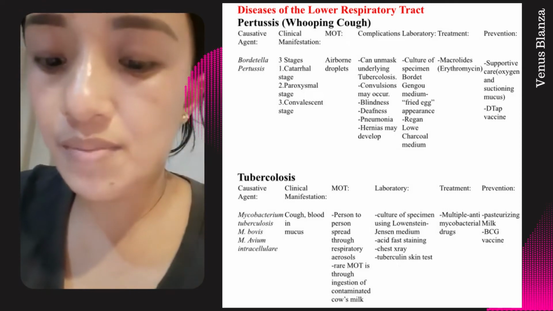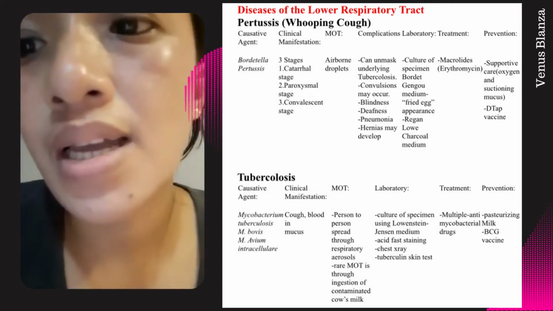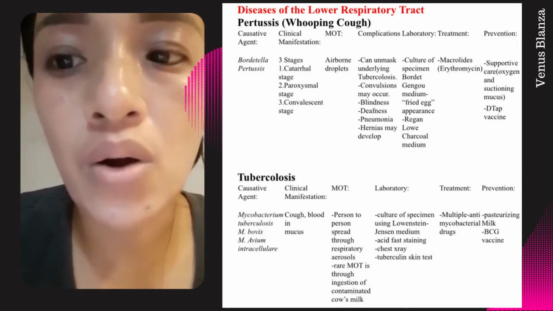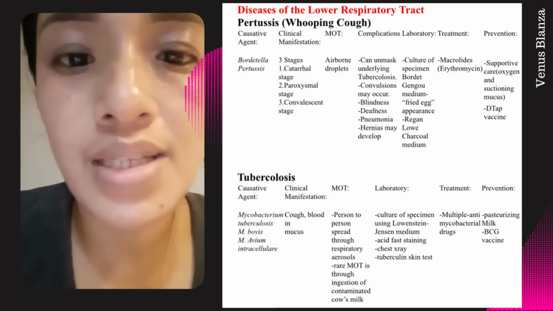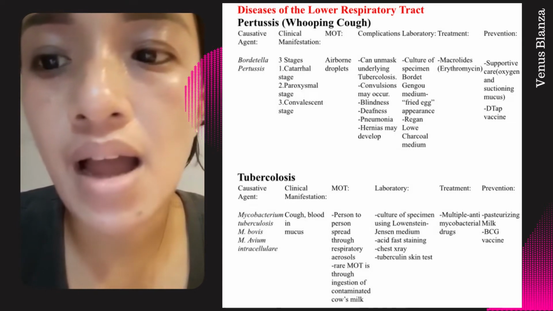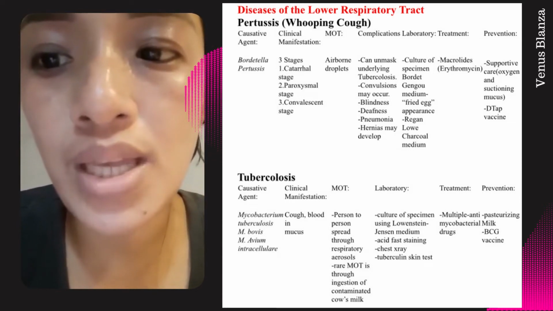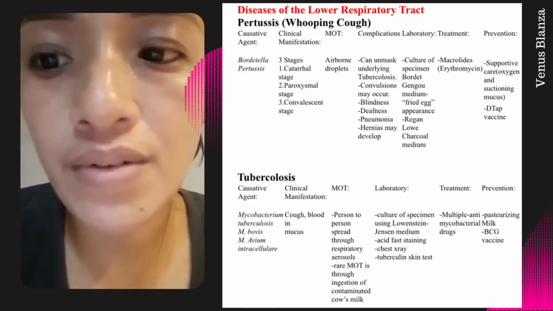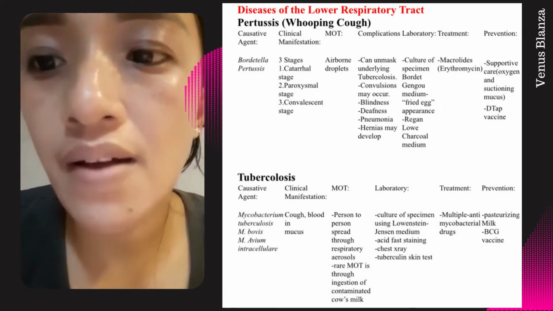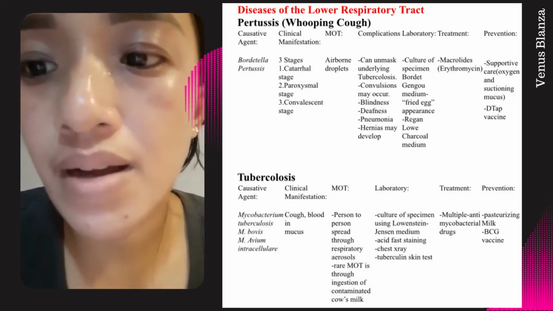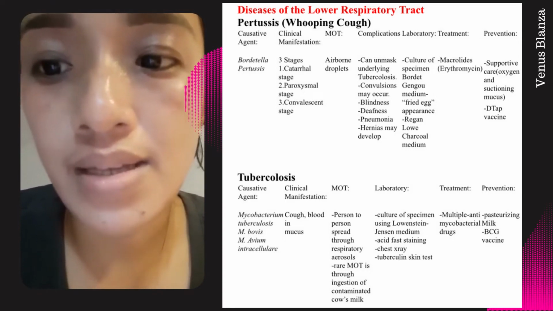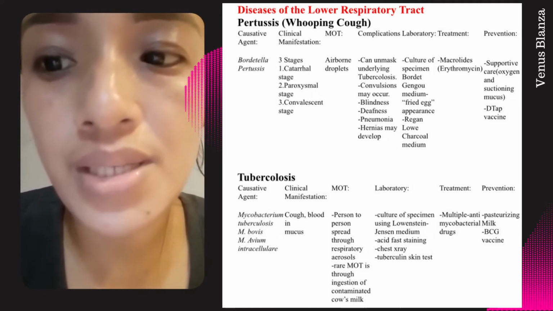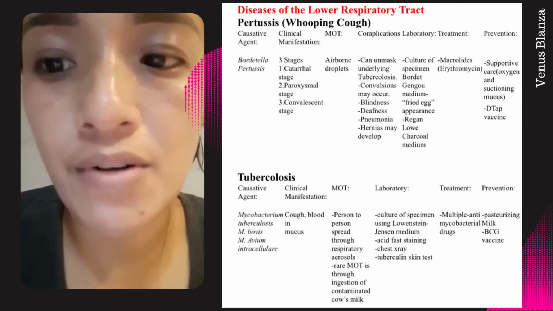The stages of Bordetella pertussis: A is the initial stage, which resembles a cold, the catarrhal stage. B is the accumulation of mucus in the trachea and bronchi, causing the deep cough characteristic of the paroxysmal, or second, stage. C is the convalescence, or third stage, which can last for months.